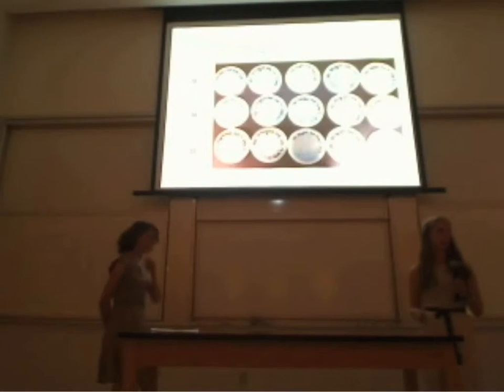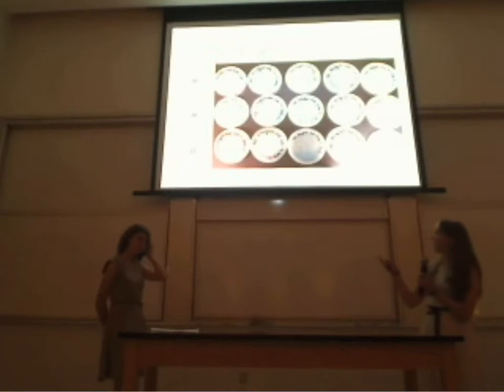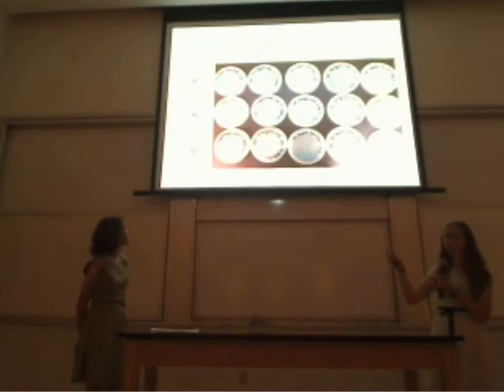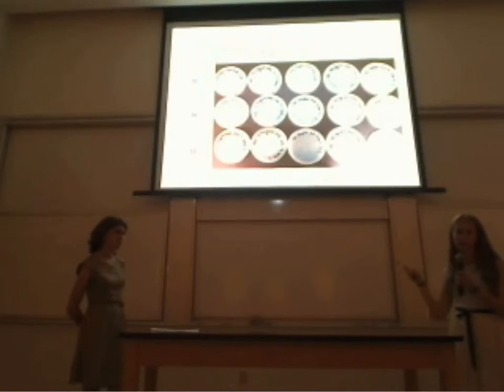So these are some of the plates that we made. And if you look up here, you can see that this is the methylated group and this is the unmethylated group. And as the concentration of ampicillin goes up, you can see that they both still grow about the same, even though the amount of bacteria on the plate decreases slightly.